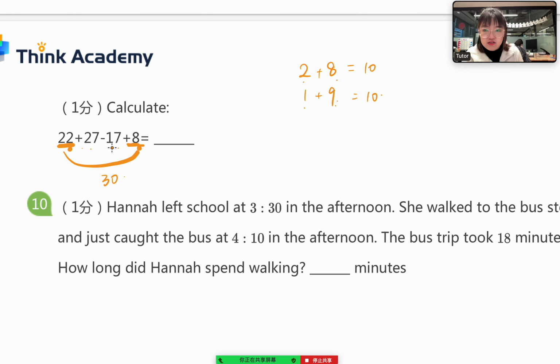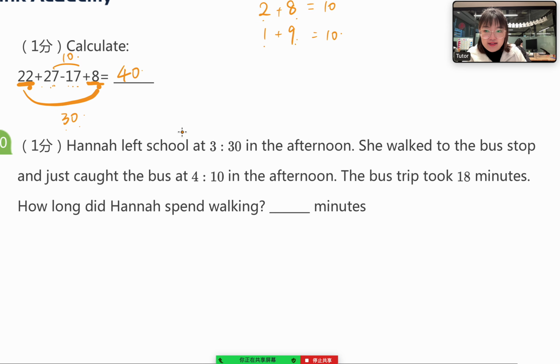And now for the other 2 numbers, we can see the 27 and 17, they end with the same number. So they are brother numbers. If we do minus, we can get 27 take away 17, which is 10. And now let's do plus. 30 plus 10 will be 40.